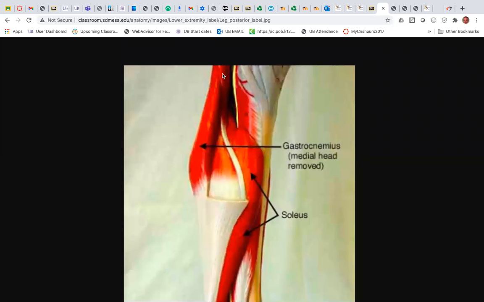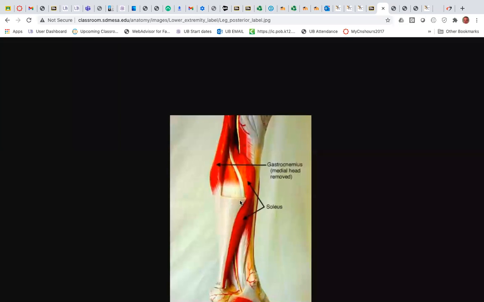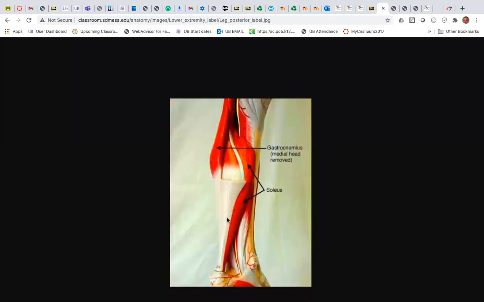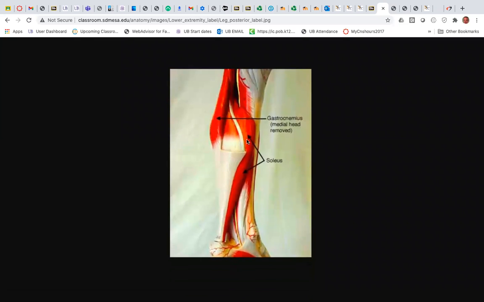If we zoom in right here, you can see the belly of the muscle right there. And then here is the tendon. And it's the third muscle that helps to make up the Achilles tendon. Okay, it's weak. It's just synergistic. It's a weak ankle plantar flexor. So you have the gastrocnemius, you got the soleus, and the plantaris gets sandwiched between both of those muscles.